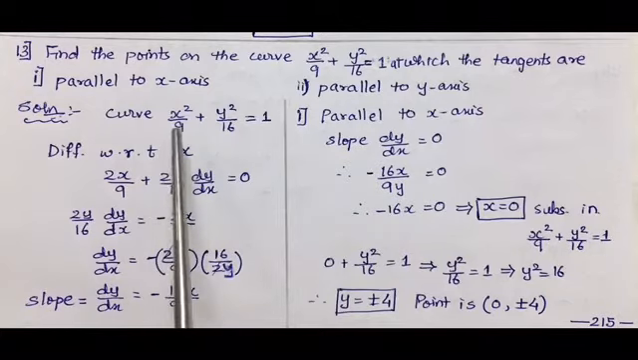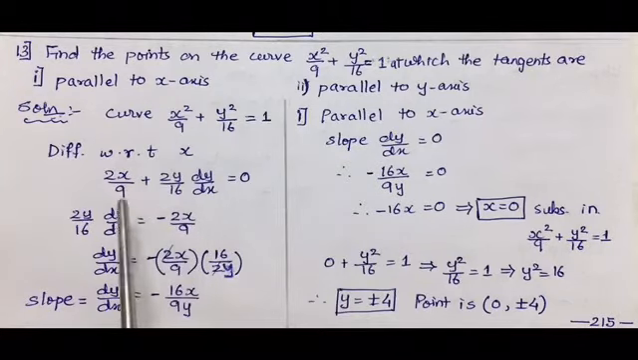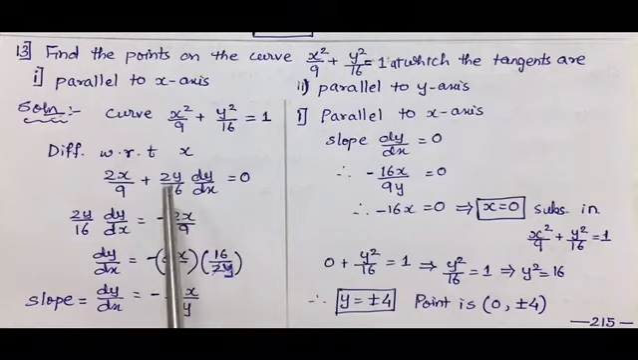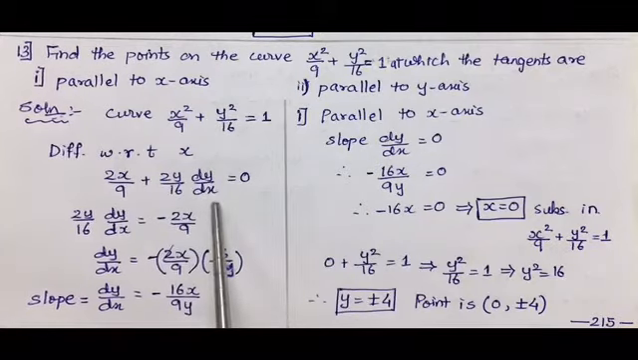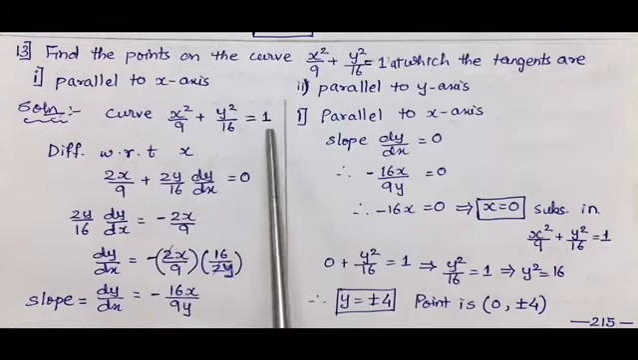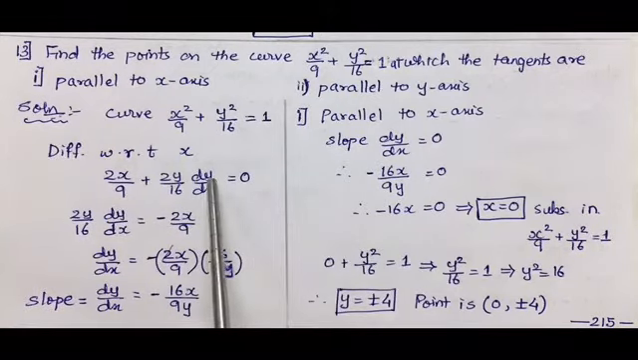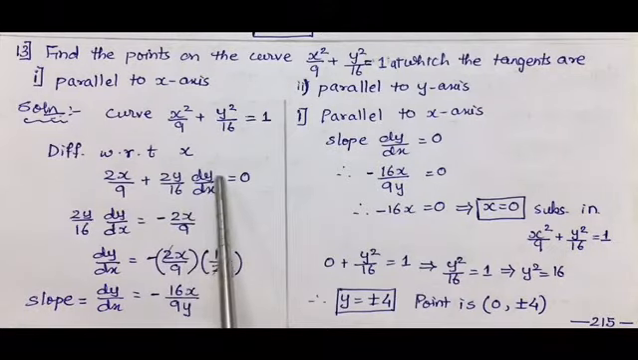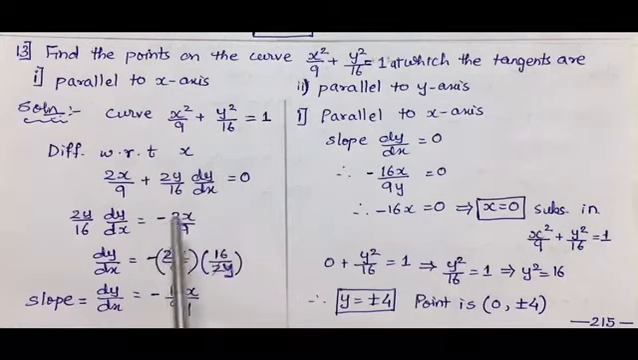So differentiating x square, we get 2x by 9. Differentiating y square, we get 2y upon 16 dy by dx. Now differentiating 1 becomes 0 as it is constant. Here, whenever we are calculating derivative of y, always we need to write dy by dx.